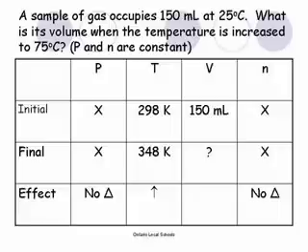Now, we're changing our temperatures from Celsius to Kelvin. So our initial temperature is 298 Kelvin. Our final temperature is 348 Kelvin. Our initial volume is 150 milliliters, and we want to find our final volume, so we put a question mark in there. Notice that the space for the effect of the change in temperature when we initially set up our data table is left blank until we can think that through.